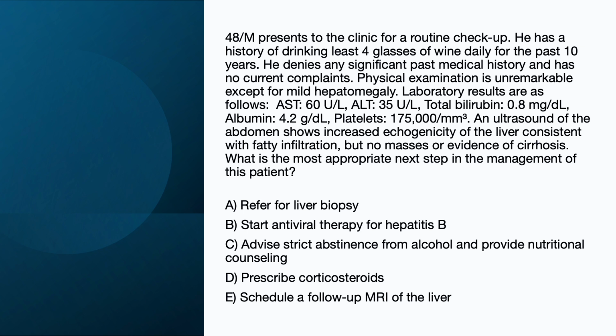He has a history of drinking at least 4 glasses of wine daily for the past 10 years. He denies any significant past medical history and has no current complaints. Physical exam is unremarkable except for a mild hepatomegaly. Lab results show an AST of 60, ALT 35, total bilirubin 0.8, albumin 4.2, and a platelet count of 175,000. An ultrasound of the abdomen shows increased echogenicity of the liver consistent with fatty infiltration, but no masses or evidence of cirrhosis seen. What is the most appropriate next step in the management of this patient?